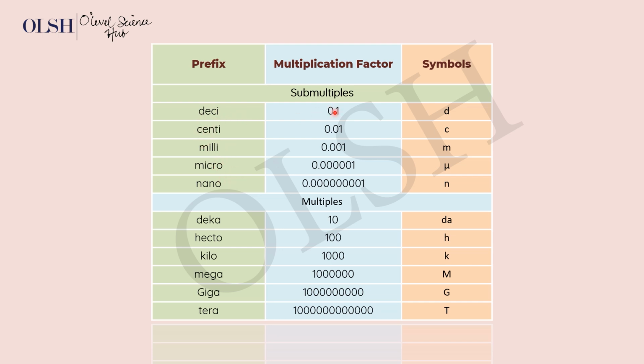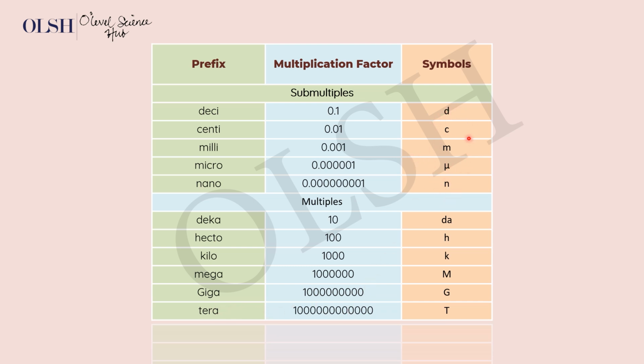Deci is 10 raised to the power minus 1, centi is 10 raised to the power minus 2, milli 10 raised to the power minus 3, micro 10 raised to the power minus 6, nano 10 raised to the power minus 9. We have multiples: deca, hecto, kilo, mega, giga, tera. 10 raised to the power 1 for deca, hecto 10 raised to the power 2, kilo 10 raised to the power 3, mega 10 raised to the power 6, giga 10 raised to the power 9, tera 10 raised to the power 12. And these are their symbols.